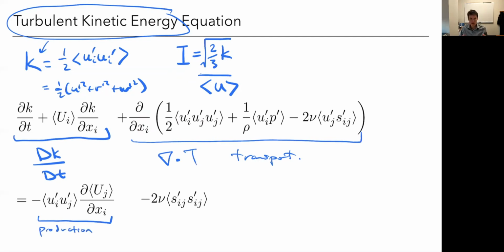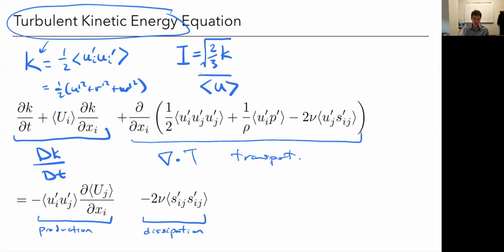So this is where energy is being created, you could think of. And this term here we call dissipation because it is always negative. So kinetic energy is dissipating in this term. To understand that, we need to write what S is.